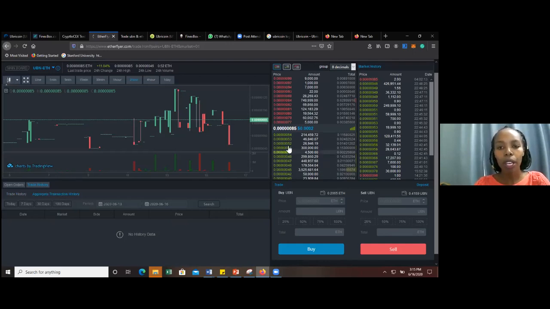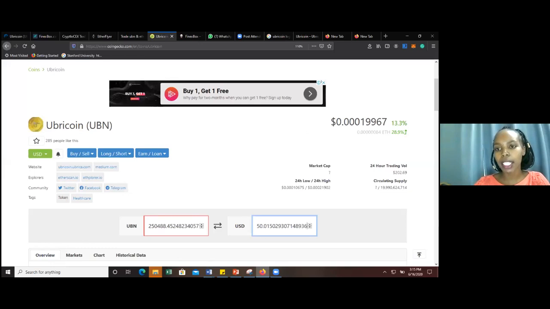And if you want to buy some Ubricoins at a cheaper price, it's always good to put a buy order. A buy order means that you are buying Ubricoin at a cheaper price than those people who are selling in this market. We say the reds are the sell orders, and the green is the buy order. So always make sure that you go to this market and buy Ubricoin at a cheaper price. Actually, when you place a buy order, you can always get Ubricoin at a cheaper price than what is on CoinGecko.com.